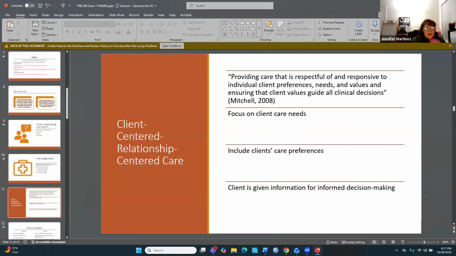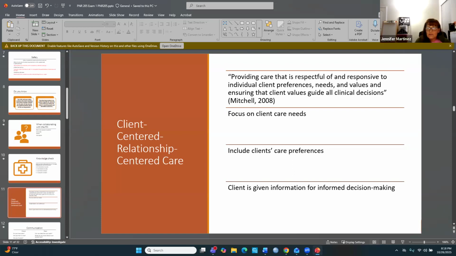We look at client-centered, relationship-centered care, providing care that's respectful of and responsive to individual client preferences, needs, and values, and ensuring that client values guide all clinical decisions. So that's client-centered, relationship-centered care, right? The client is the center of our nursing process, and they are included in establishing the plan of care.